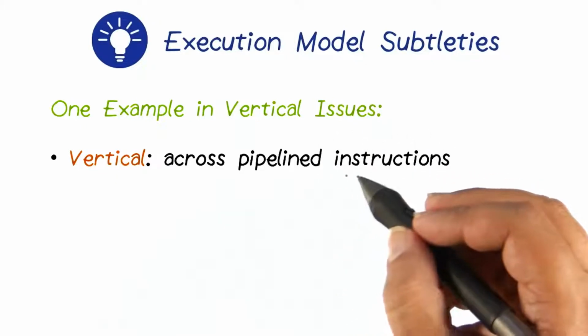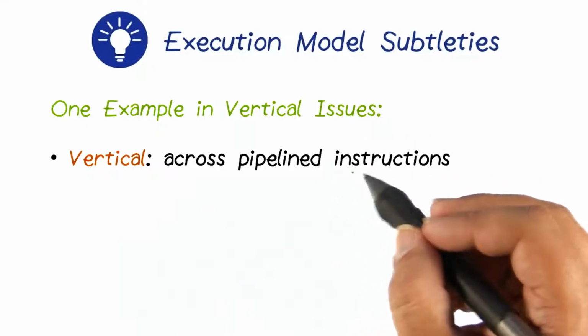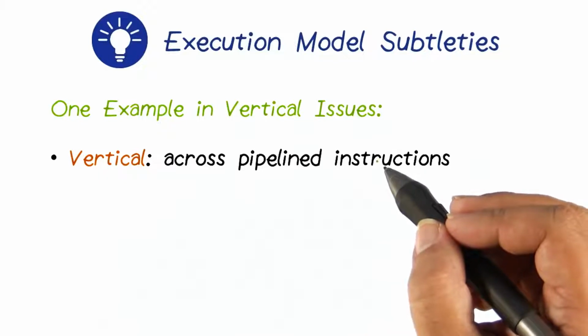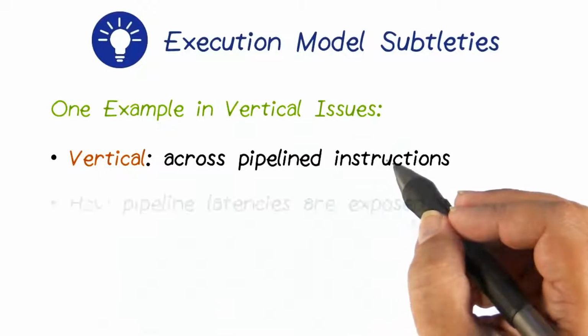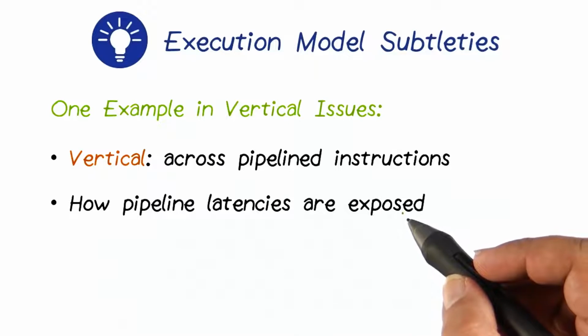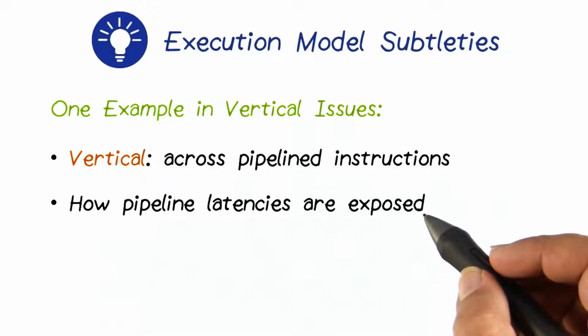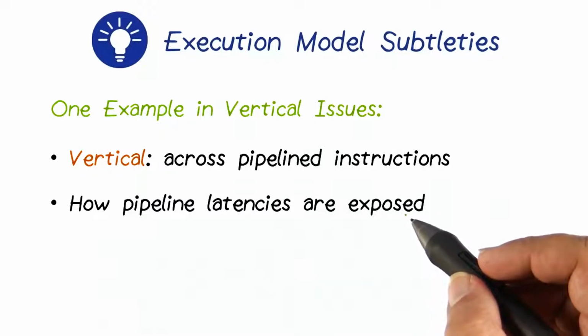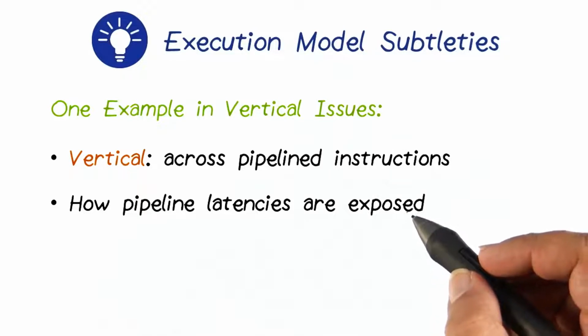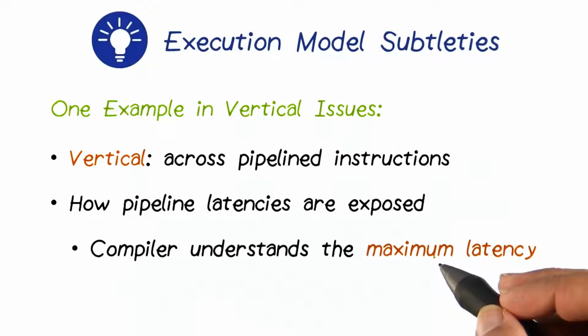Well, what is a vertical issue? The vertical issue is across those pipeline instructions or across the VLIW pipeline instructions. Remember, in VLIW architecture, the pipeline latencies are exposed to the compiler. Why are they exposed? That way, the compiler can heavily optimize the code, filling the delays. But what is a delay? Well, delay is because of getting the operands from the memory or because of branches and so on.